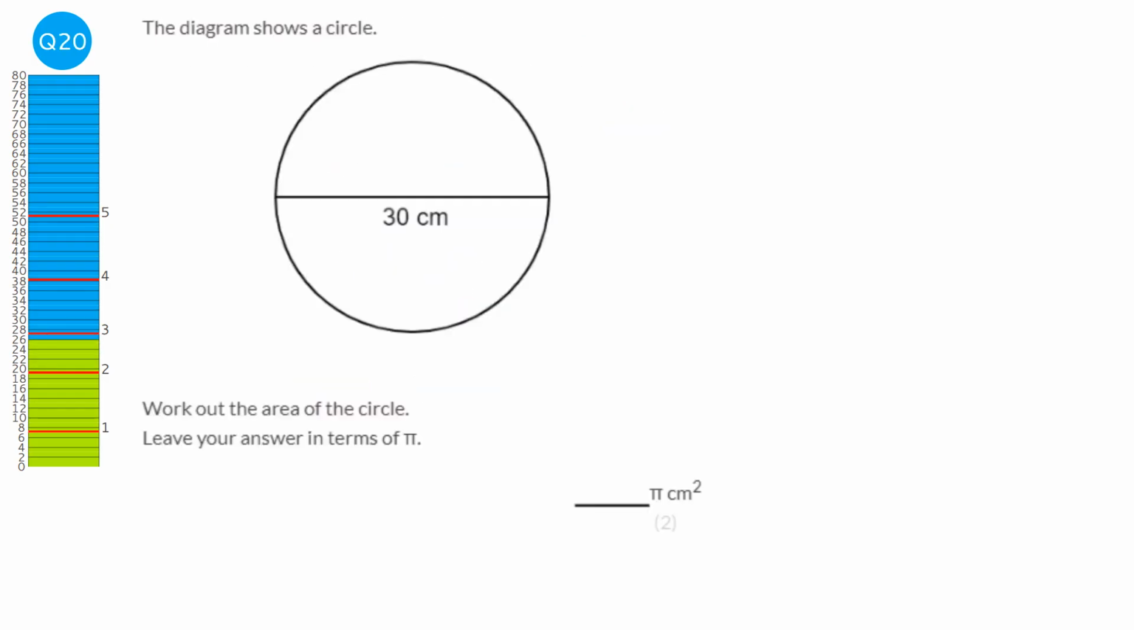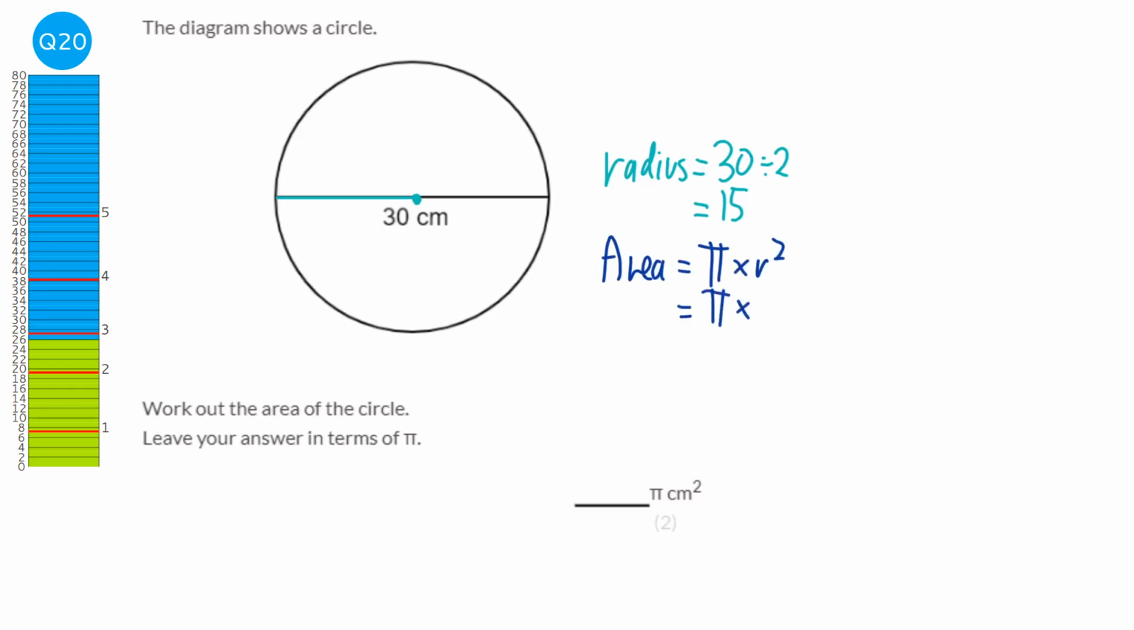To work out the area of a circle, we first of all need to work out what the radius is. Now the radius is half the distance of the diameter. So to work out what the radius is, we get the diameter and we halve it, which will be 15 centimetres. So the formula for the area is pi times r squared, or pi r squared. If we know the radius is 15, it will be 15 squared.